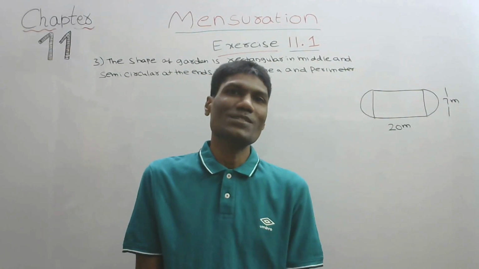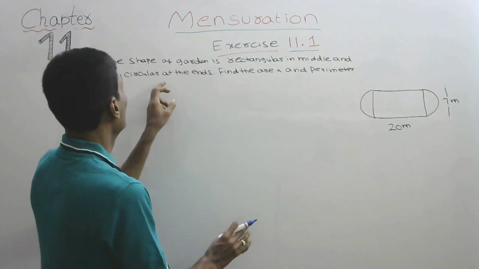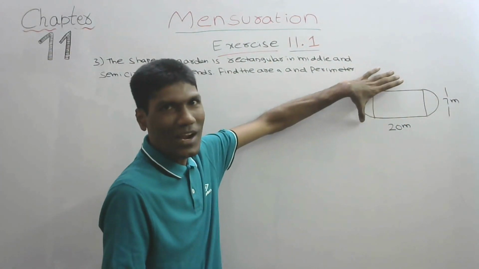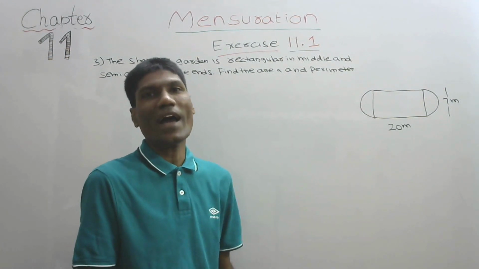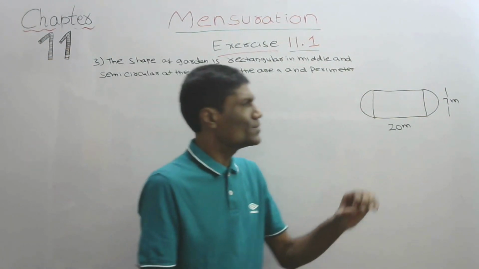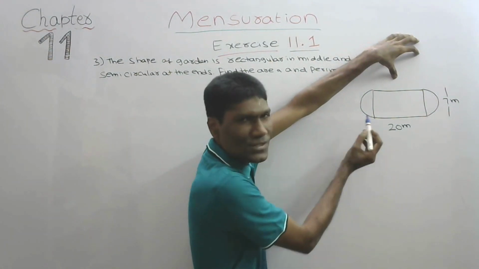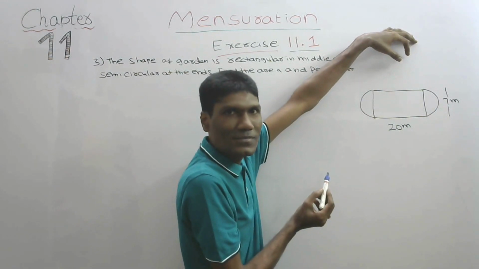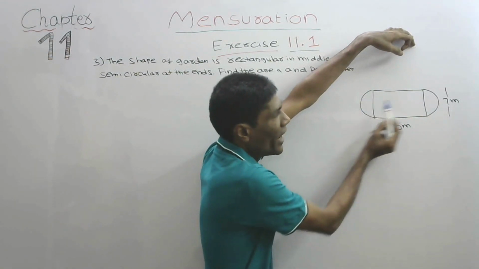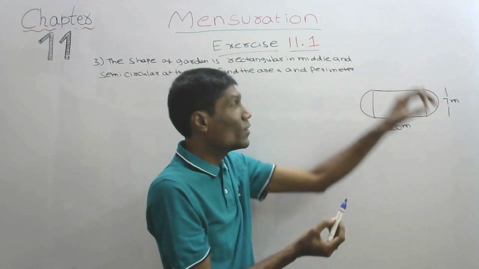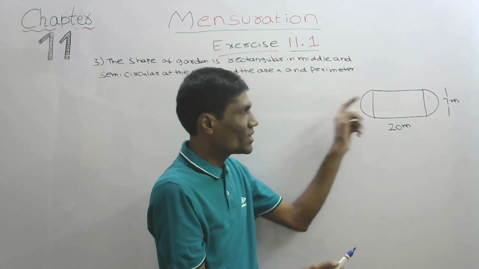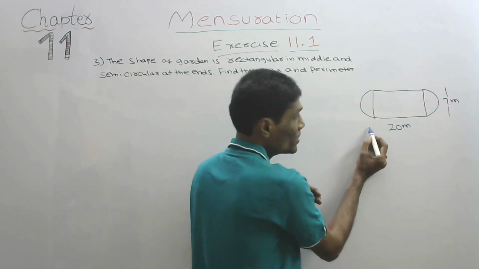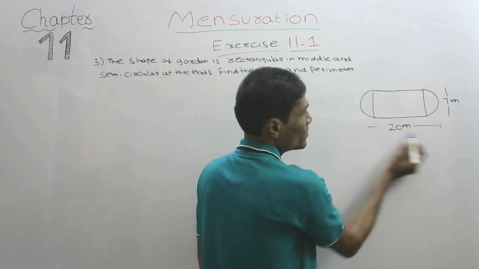Next, third question. He says there is one garden and the shape is like this, and he is asking to find the area and the perimeter. Now, when we see the shape, this is rectangular, and on either side it is in the shape of a circle. This is a semicircle, this is a semicircle. Like this it is.